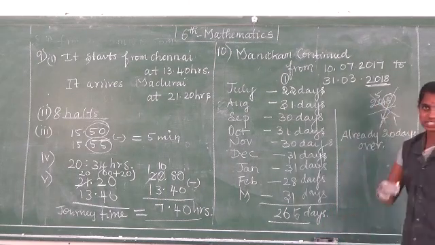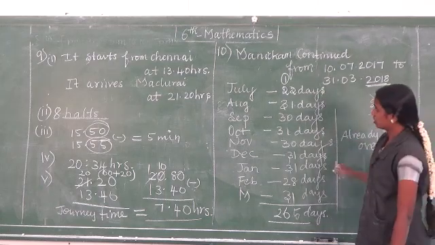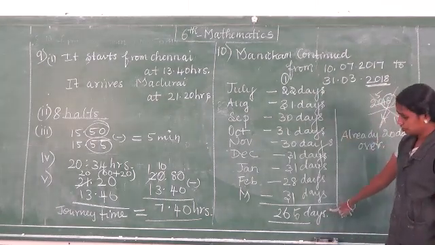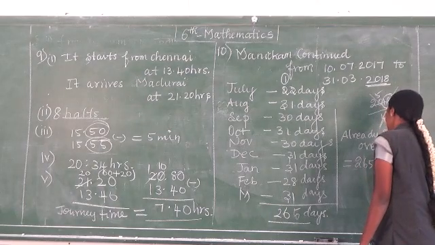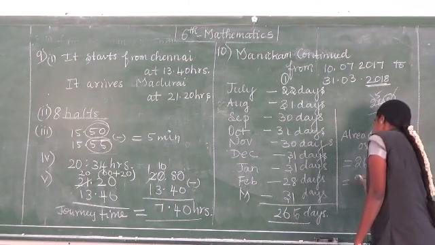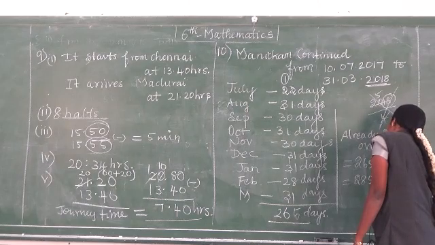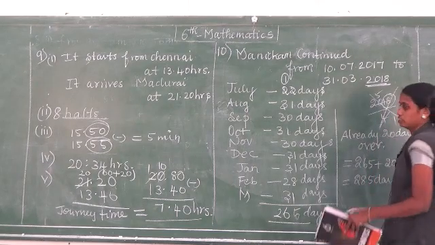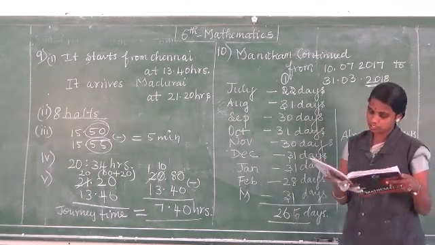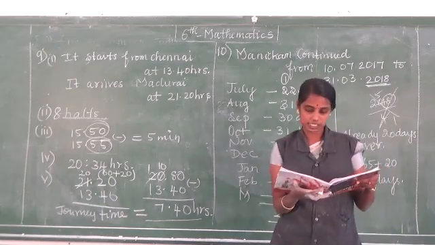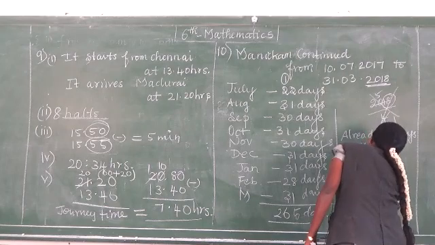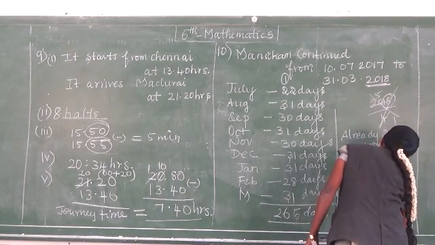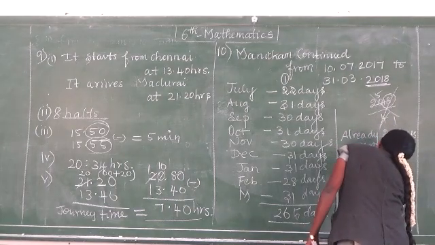Okay, already 20 days are over in the class. Now the rejoined days are 265. So add 265 plus 20. Answer is 285 days. The question they asked is calculate how many days did he practice. He practiced 285 days.